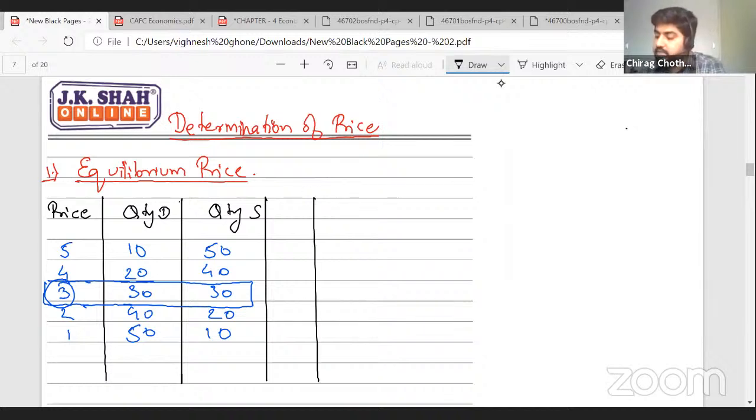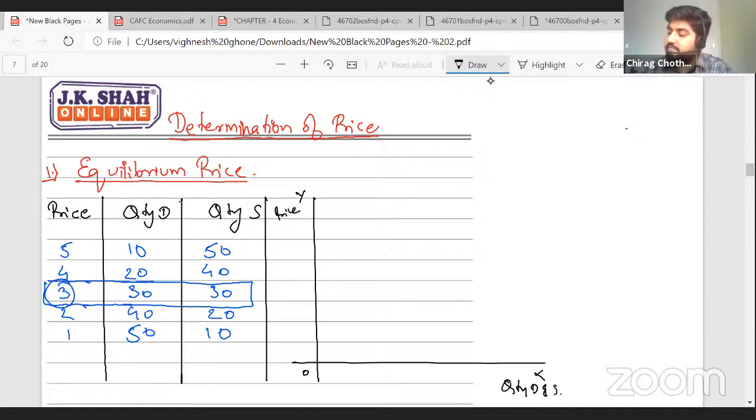If I want to show the same thing in a diagram, we again have two curves: the demand curve and the supply curve. This is the y-axis, 0, and the x-axis. Here we are going to have price, and here we are going to have quantity demanded and quantity supplied.